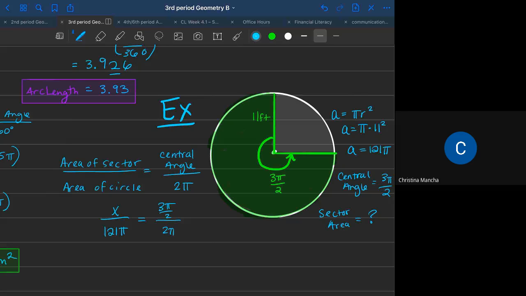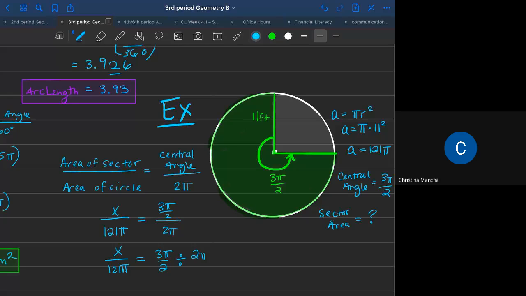So in this case, before I try to get x by itself, I need to simplify this. Here I have a fraction within a fraction, which isn't pretty, and it's not something that we're used to seeing, so we want to get rid of that fraction over a fraction. So I'm going to have x over 121 pi is equal to 3 pi over 2 divided by 2 pi.